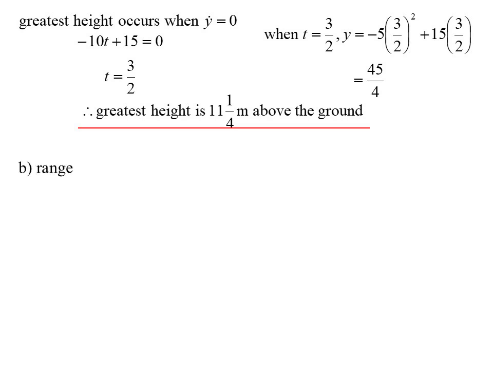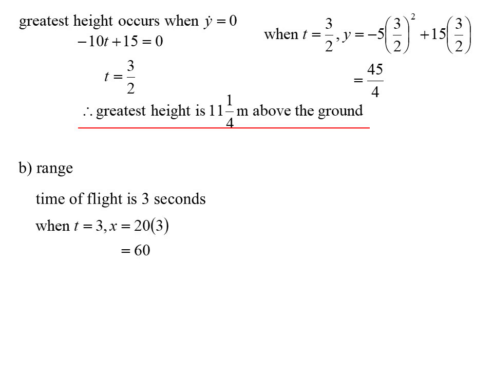So these were the common sort of questions. Okay, now here I can get the time of flight straight away because of the symmetry of our problem. We just found it takes 1.5 seconds to get to the greatest height. Therefore, it must take 1.5 seconds to come back down again. So I could just say, oh, well, I now know time of flight is 3 seconds. So sub it in, I've got the range.